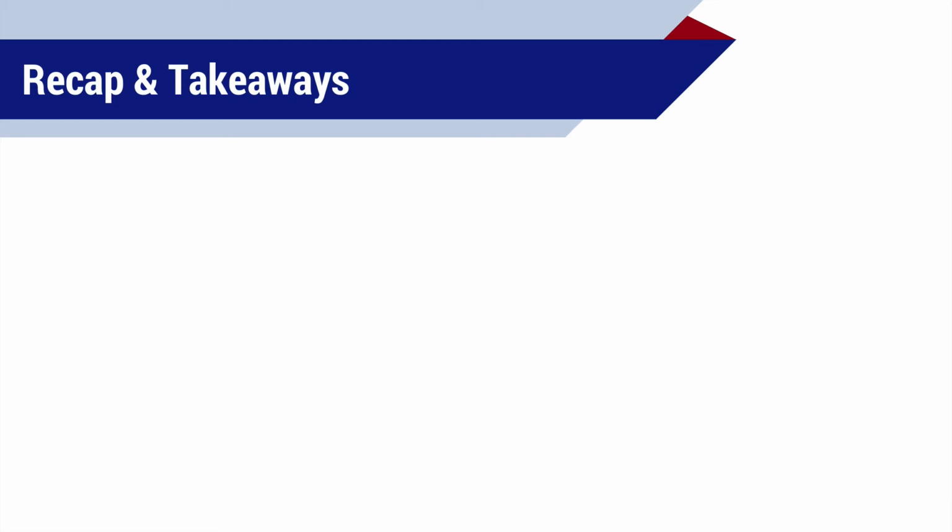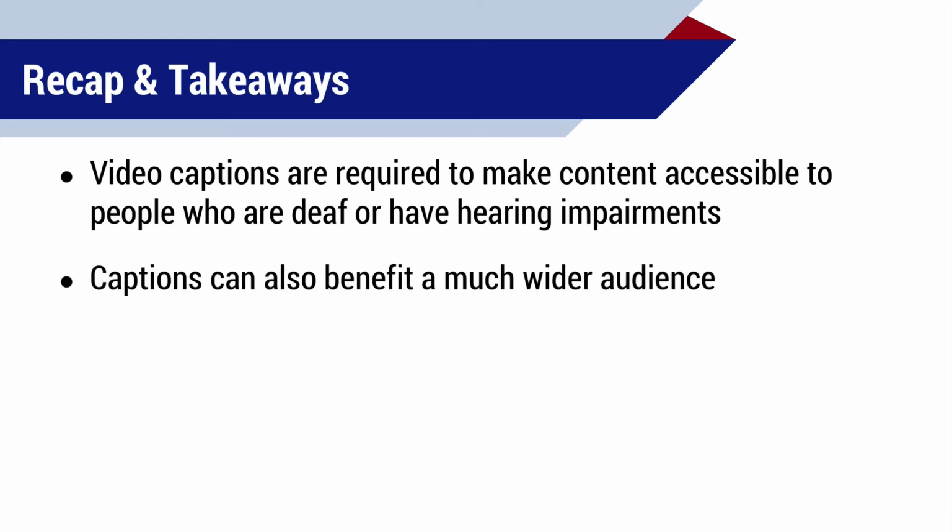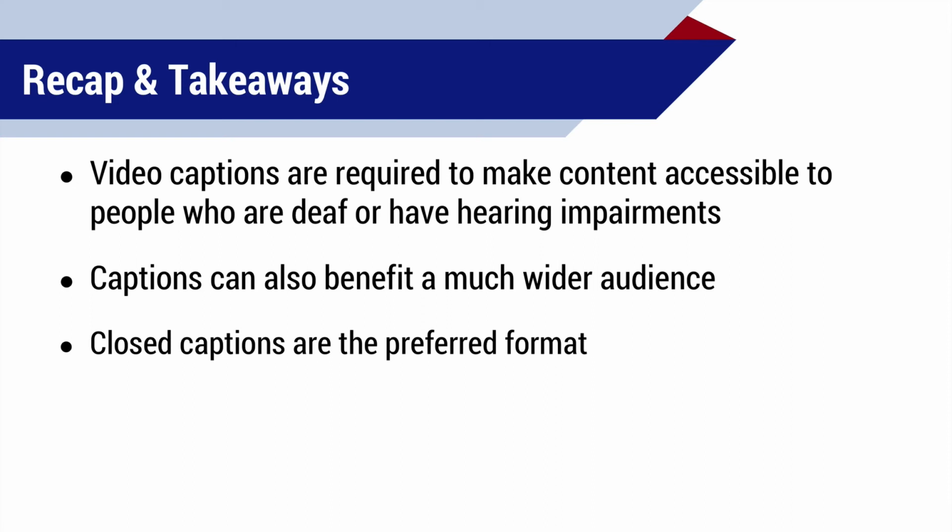Let's close out by recapping our most important caption takeaways. First, video captions are necessary for people who are deaf or have hearing impairments. We must have them in order to meet accessibility standards. However, adding captions also benefits a much wider audience, including people who benefit from being able to read and hear information simultaneously and those watching videos in very loud or very quiet spaces. While open captions that are always visible will meet baseline accessibility standards, closed captions are preferred because they allow each user to have control over if and when they'll use the captions.